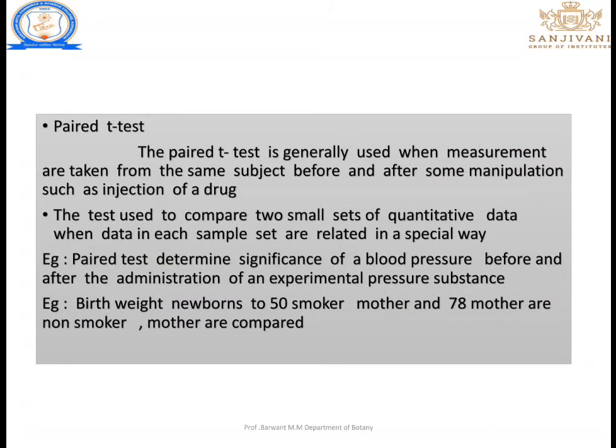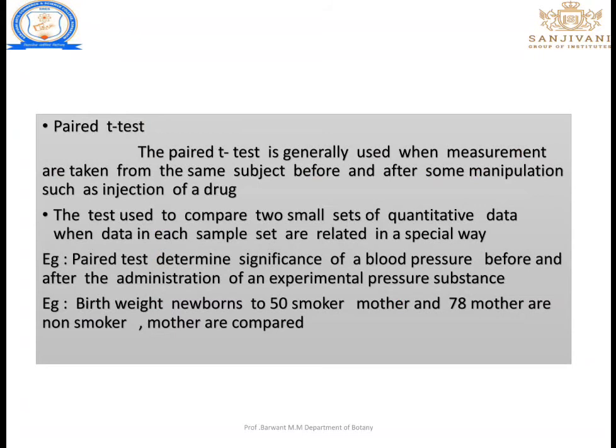If one sample is selected, we have to make a survey after some manipulation or treatment. With an example we can see how it is selected. The paired test determines the significance of blood pressure before and after administration of an experimental drug. That is the simple concept.